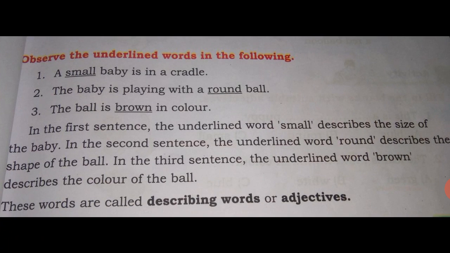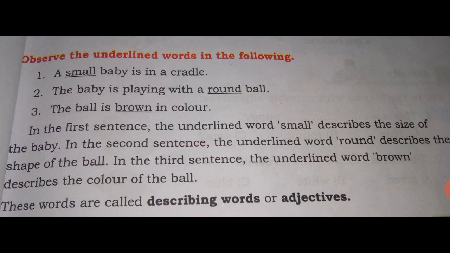Observe the underlined words in the following. Here they have given some sentences and they have underlined some special words. A small baby is in a cradle. They have underlined the word small. The baby is playing with a round ball. Here they underline the word round. The ball is brown in color. They underline the word brown.